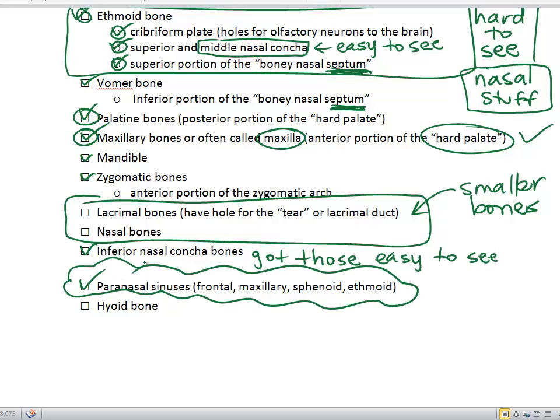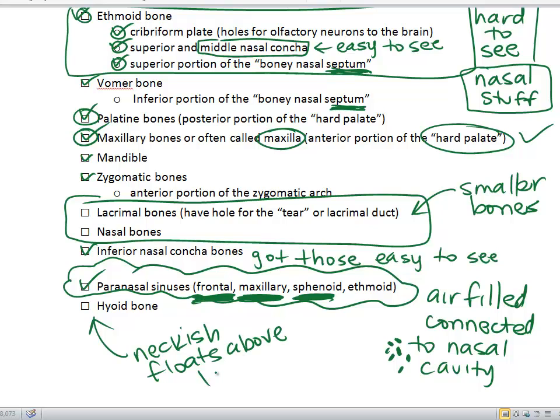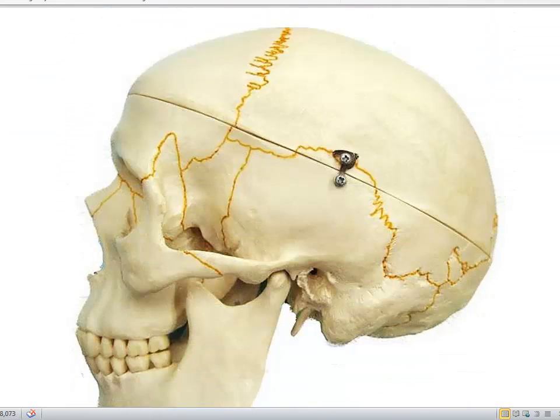Okay, next, paranasal sinuses. I think I mentioned it. They're air-filled cavities within the bone, and they're continuous with your nasal cavity. So if you ever have a sinus infection, it probably spread from your nose to your paranasal sinuses. And then we've also covered the hyoid bone. The hyoid bone floats above your larynx in your neck, kind of at the base of your jaw. So that covers all the advanced bones with the skull.